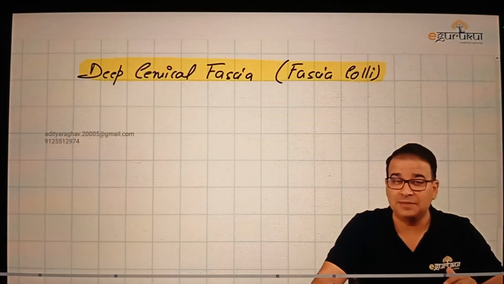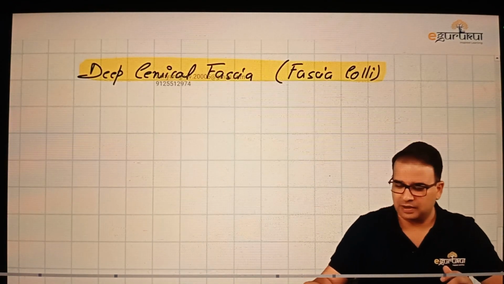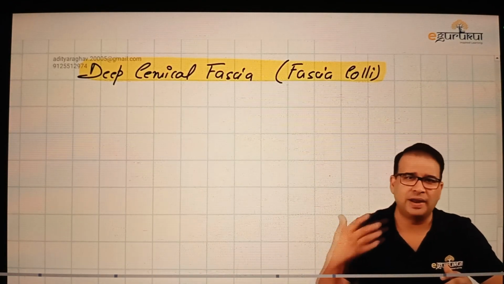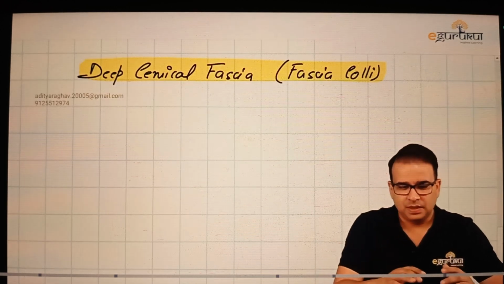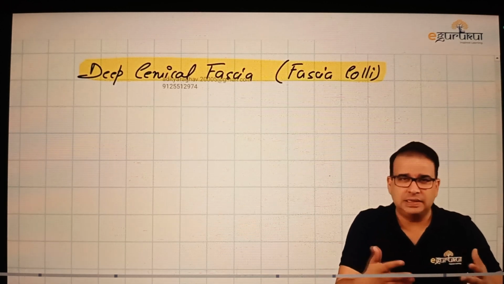So now let's talk about the deep cervical fascia, or the deep fascia of the neck. Deep cervical fascia, which in previous texts they used to call the fascia colli also. The colli, the word is for the neck. So the deep fascia of the neck is not a simple fascia like the other deep fascia that we have in other parts of the body.